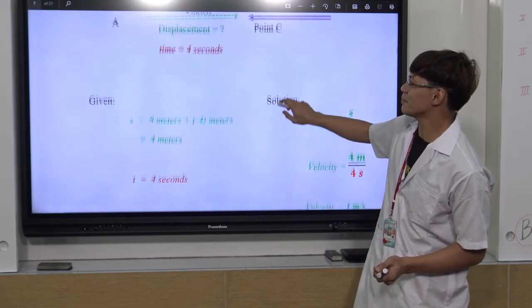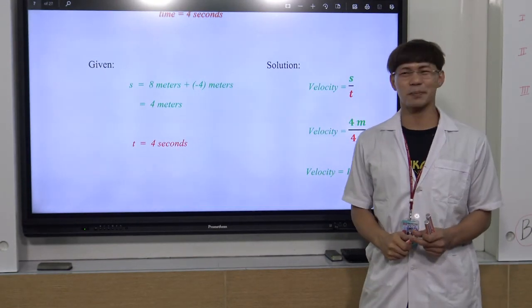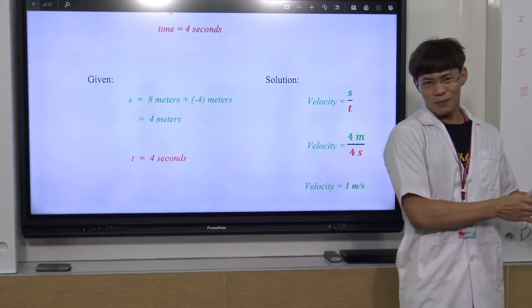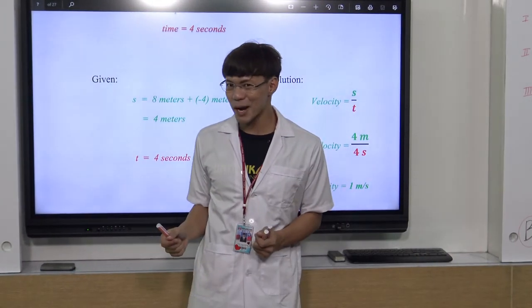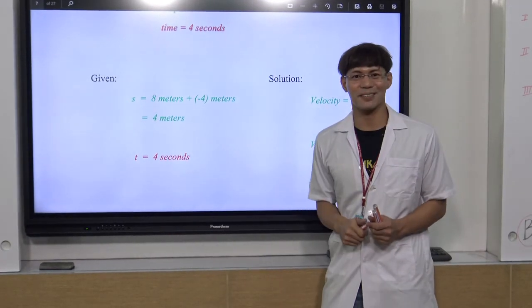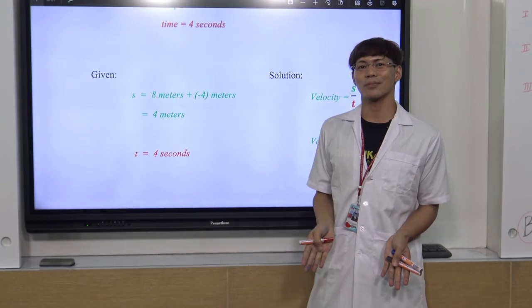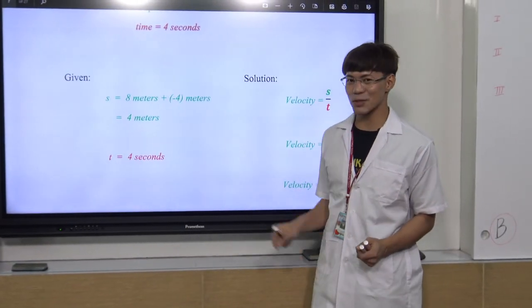Let's start with a given. How do we get 4 meters for the displacement? Simple. 8 meters to the right, 4 meters back, so that's 8 minus 4. So what is left? That's 4 meters. That's the displacement. What about the time? Time is 4 seconds.